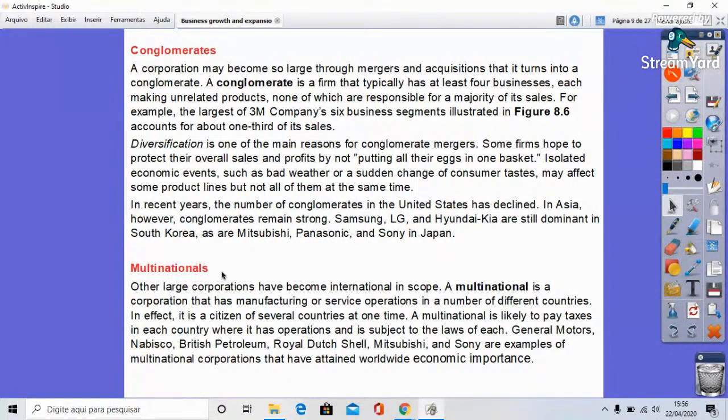We also have multinationals. What is a multinational? They are large corporations who have become international in scope. A multinational is a corporation that has service operations in many different countries. So imagine a multinational company as a citizen in each country. They can be a citizen in Japan, in Brazil, in Canada, in France. A good example is General Motors, Royal Dutch Shell, Sony.